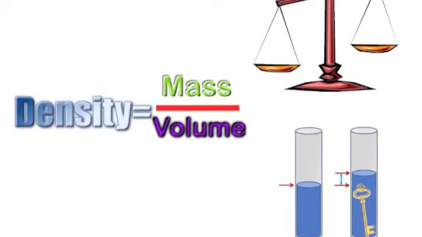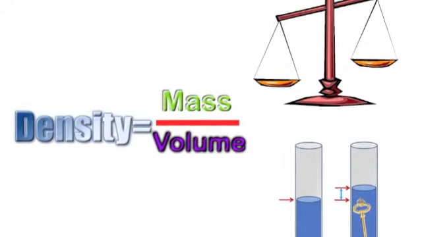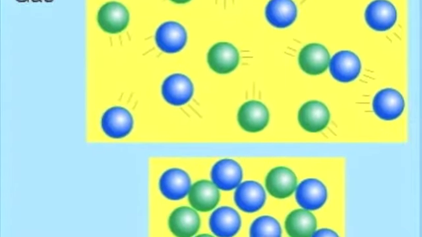Depending on your student's age group, you could describe density as the mass per unit volume, or simply the amount of stuff an object has and how tightly packed its components are.